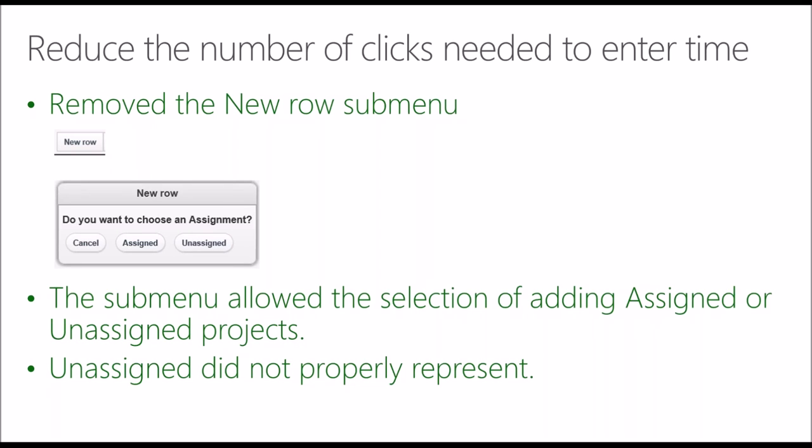Obviously, it's 2 clicks to get to where you want to get, so we wanted to remove that. Secondly, assigned and unassigned didn't make quite as much sense. If you weren't able to actually go into the unassigned area and choose any project, then the labels did not quite sync up with exactly what they meant. So what's changed? What's new?